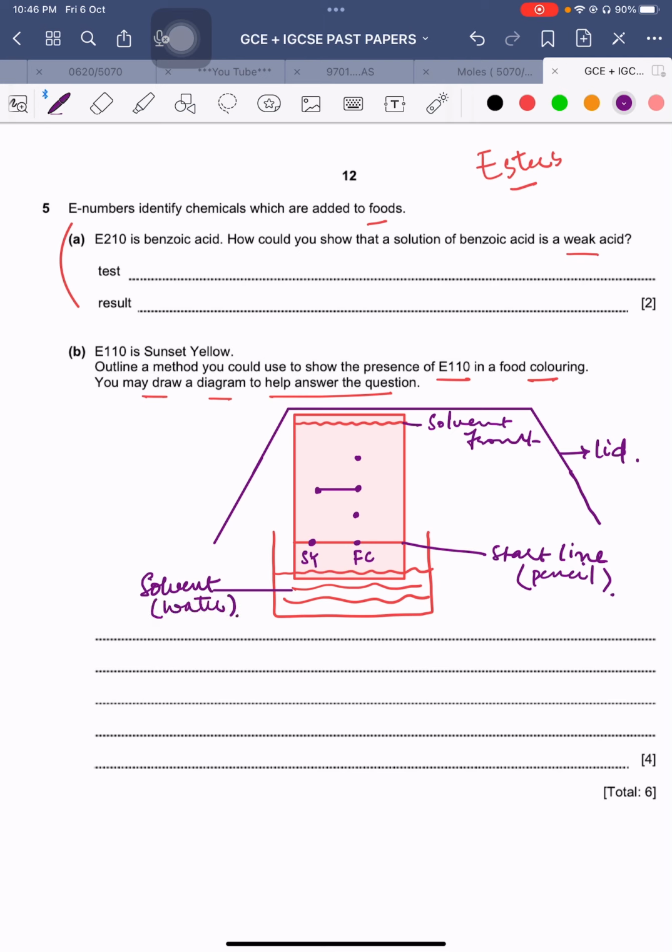A food coloring spot and the sunset yellow spots are placed on the start line with the help of a dropper, and then this paper is adjusted below that start line in the solvent, and then the solvent will start moving up after a specific interval of time or after a longer interval of time. When the experiment is completed, the spots are marked and their distances are noted. It is noted that the sunset yellow spot and the food coloring spot are at the same level, which is telling you that sunset yellow is present in the food coloring.